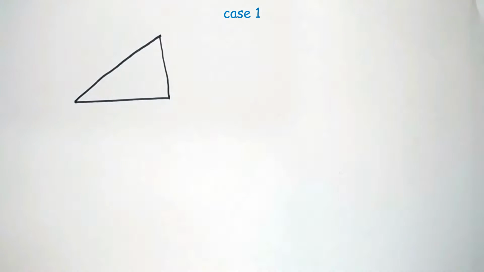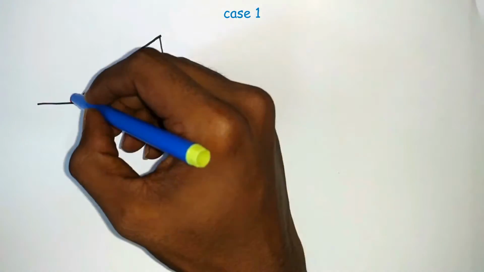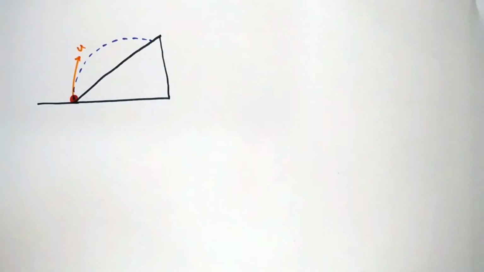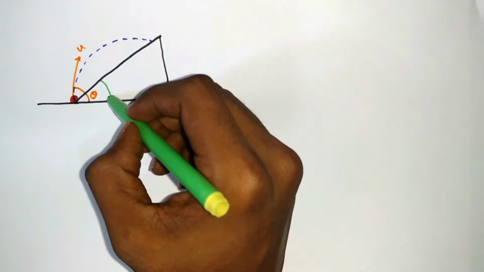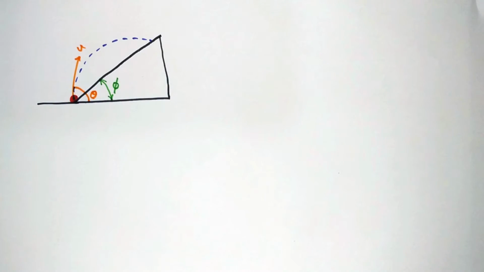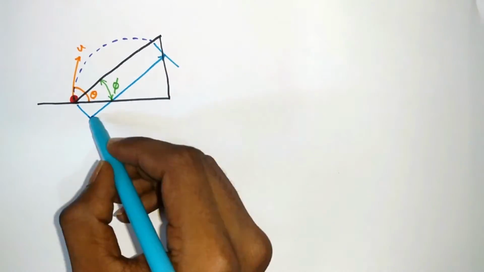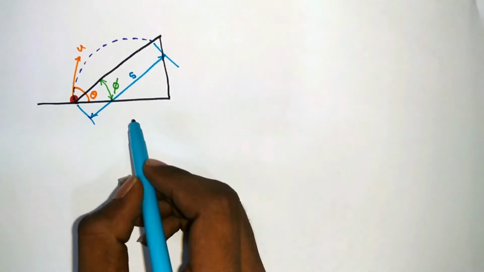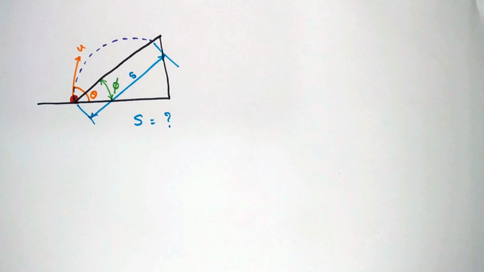Consider an inclined plane and let's say a ball at its bottom end is thrown with a velocity u at an angle theta with the ground, and assume phi is the angle of elevation of the inclined plane. If s is the distance at which the ball hits the inclined plane, then to find the value of s, the first thing we need to do is to find the equation of the projectile motion.